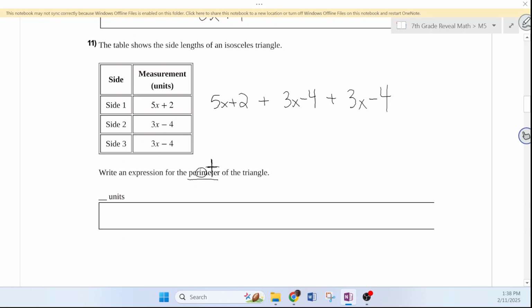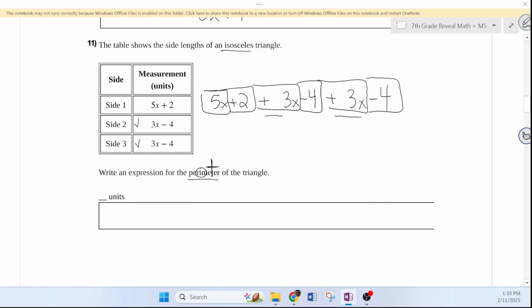Isosceles, as you guys have been working on, has 2 equal sides. So we have 2 equal sides in that isosceles triangle. That doesn't really matter for solving the problem, but I guess you could do it a shorter way, but I'll stick to this. All right, so we're adding up all the sides. We got to find our like terms.